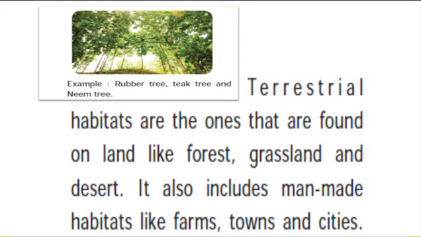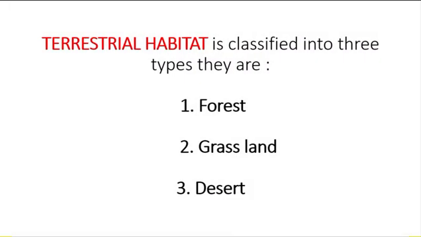Terrestrial habitat. Terrestrial habitats are the ones that are found on land like forest, grassland and desert. It also includes man-made habitats like farms, towns and cities. Terrestrial habitat is classified into three types. They are forest, grassland and desert.